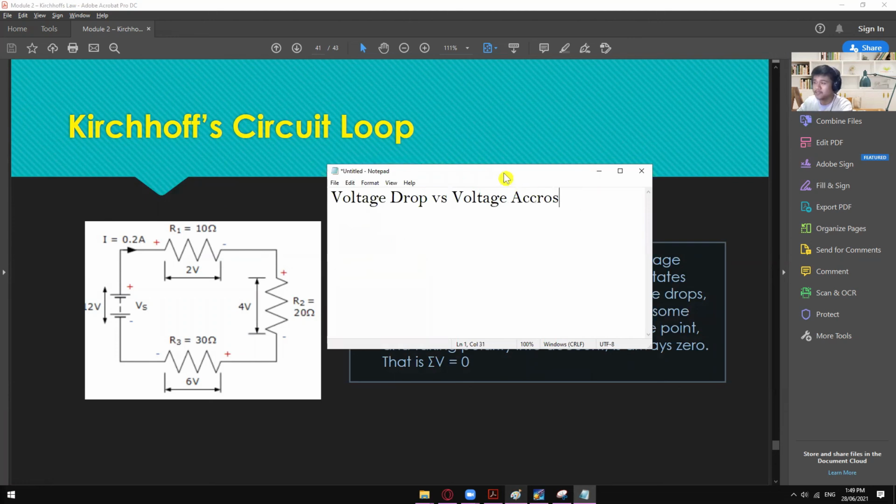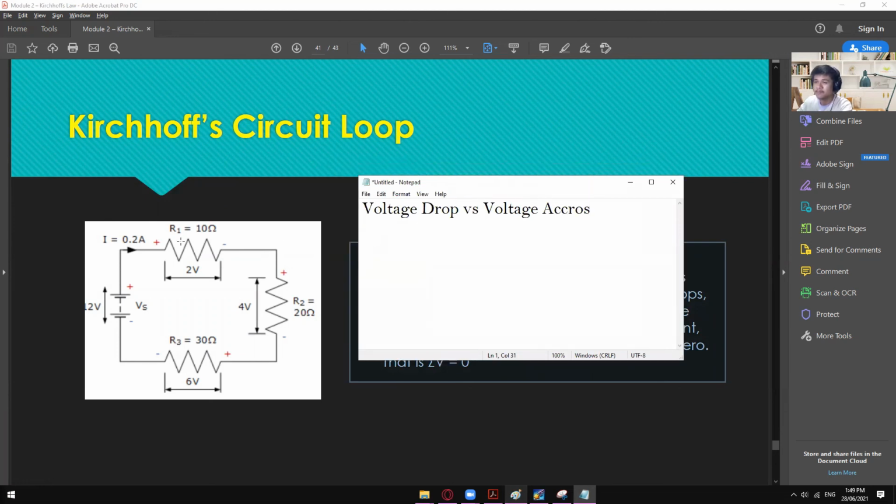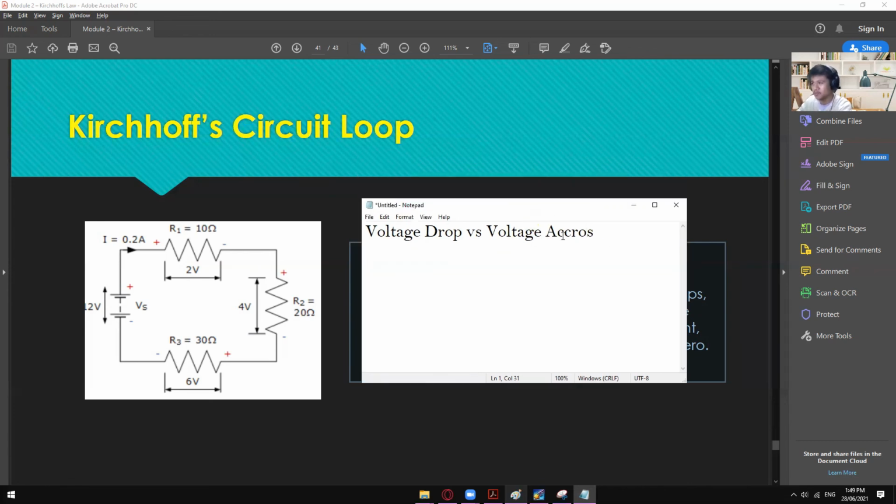So voltage drop is the voltage that this component accumulated. The same with the voltage across. So this one is much more straightforward since the voltage across this resistor is 2 volts, and this one is 4 volts, and then this one is 6 volts. So if you're hearing alternating words when it comes to voltage drop and voltage across, they are actually the same. Just to avoid confusion with those terminologies, drop and across.